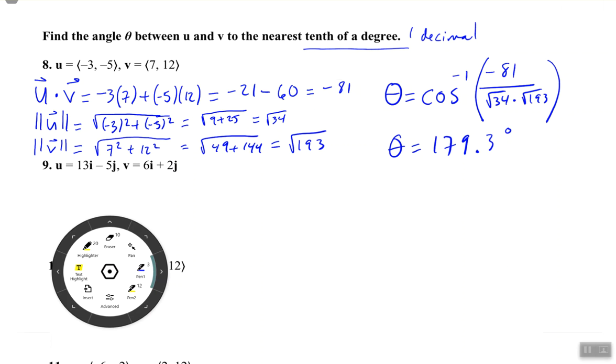Is this supposed to be radian or degree? They want degrees. It says right there, degrees. You got to read carefully because I personally like radians, but this book likes degrees, so we're going to just go with degrees for right now.